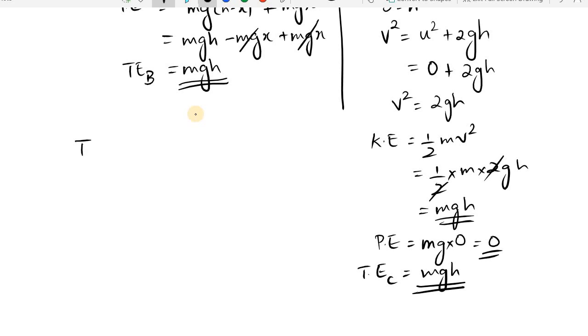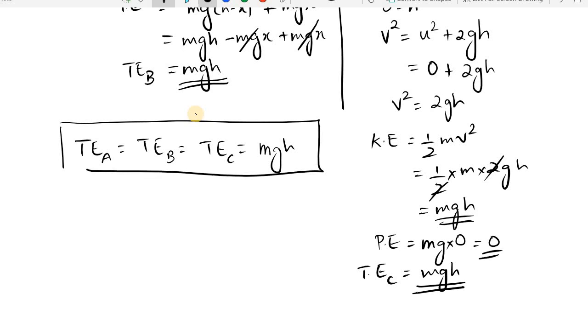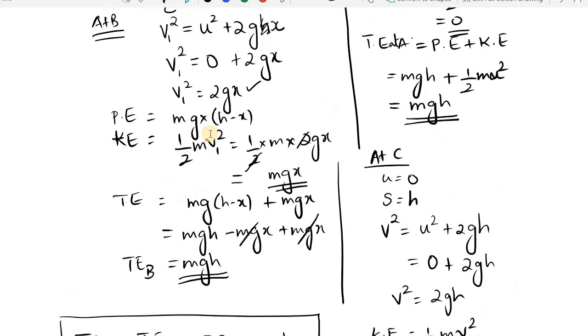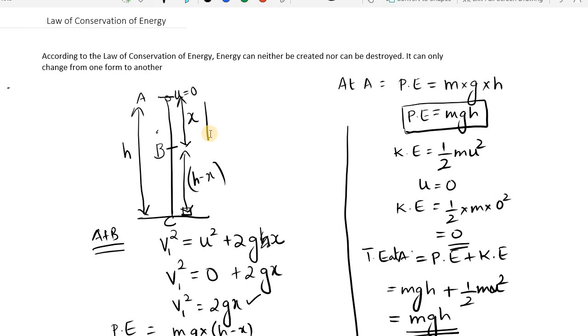So we see that the total energy at A is equal to total energy at B, which is equal to the total energy at C. So the mechanical energy is either in the form of kinetic energy or potential energy or a mix of both, but the total always remains constant. And in this case, we have this over here, mgh. We found it with our derivation. Hope you all understood it. If you have any doubts, you can always message me.